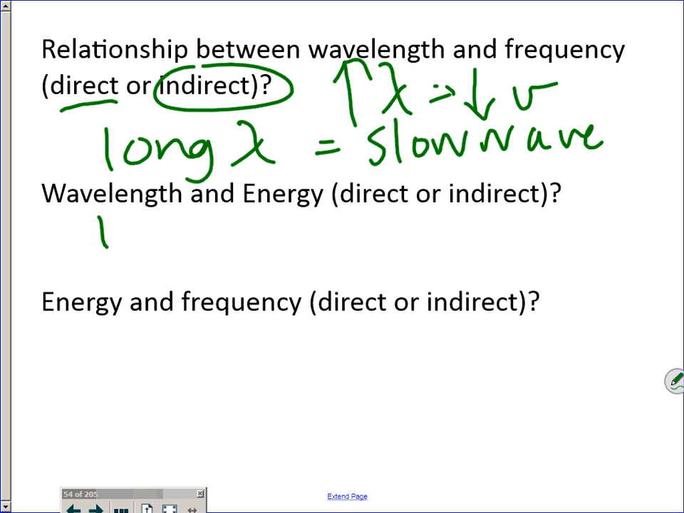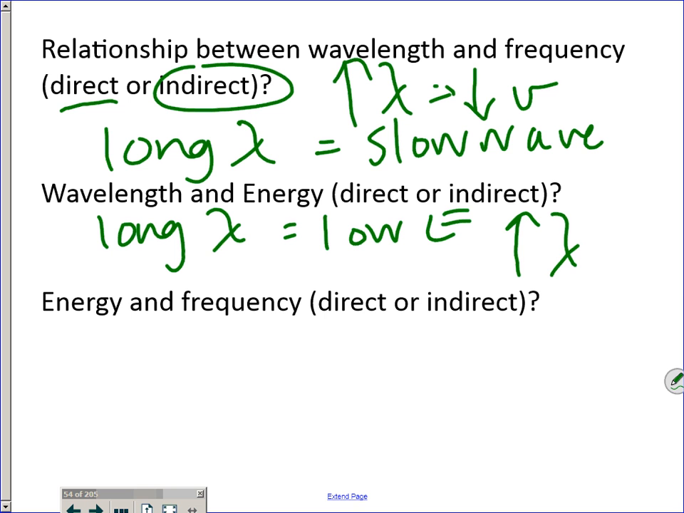Okay, so the long waves are really slow, right? They're long and slow. And so if they're moving really slow, they have low energy. So long wavelength means lower energy. So this is a long wave. Increasing the wavelength will decrease the energy. It's not my writing, guys. It's the board. I'll fix it shortly. So that's an indirect relationship. As one thing goes up, the other's going down.